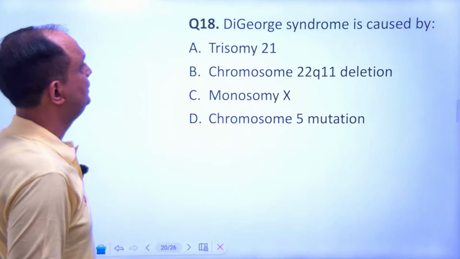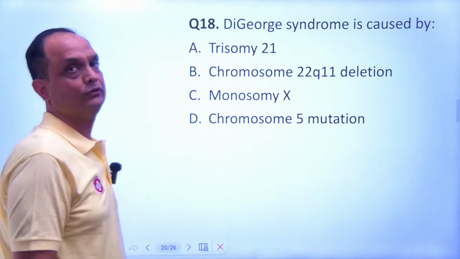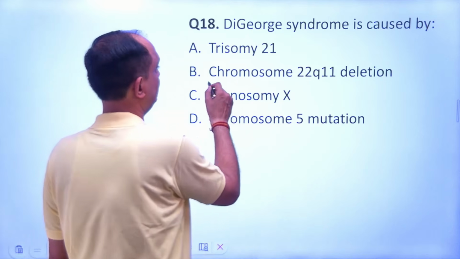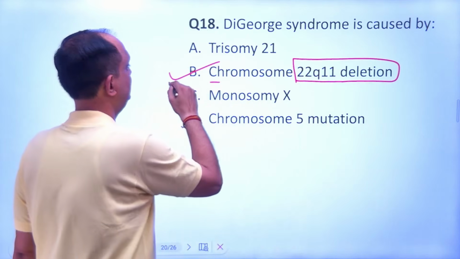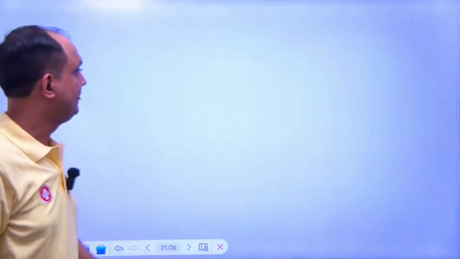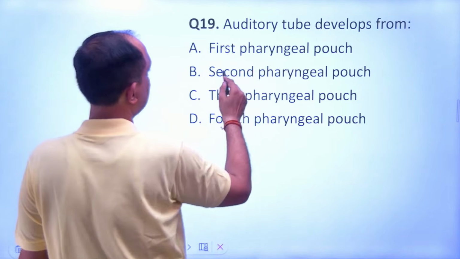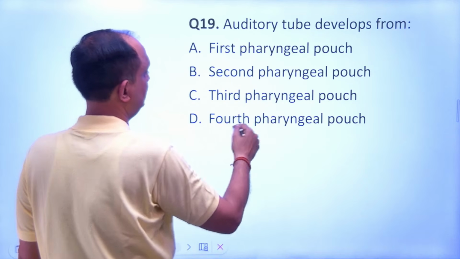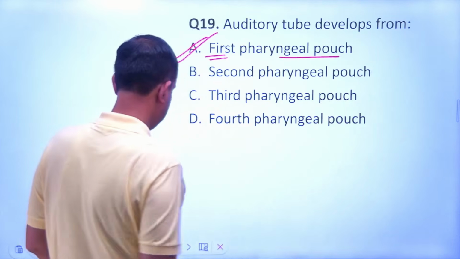Next question, DiGeorge syndrome is caused by? So dear student, it is a kind of chromosomal abnormality, occurs because of the 22q11 deletion. So it is a direct knowledge based question, answer B. Next question, auditory tube develops from first pharyngeal pouch, second pharyngeal pouch, third pharyngeal pouch, fourth pharyngeal pouch. Answer A, develops from the first pharyngeal pouch.